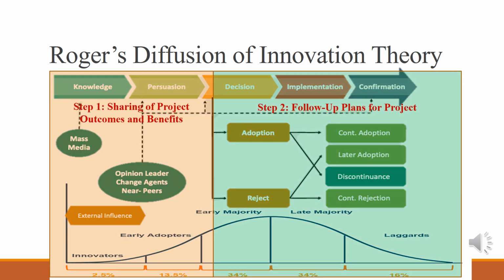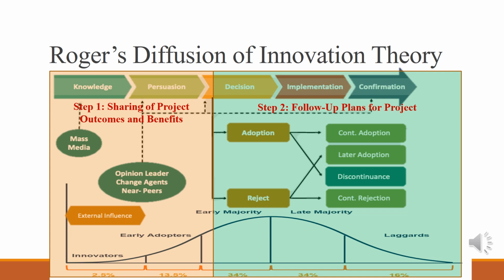From here you can see how the Rogers theory overlaps with what you have learned for your steps for this lesson. You can see that Rogers' knowledge and persuasion stages overlap with step number 1, which is to get the project team to share the project outcomes and benefits, and hopefully to convince the stakeholders to adopt the change and try to implement and test out the change itself.